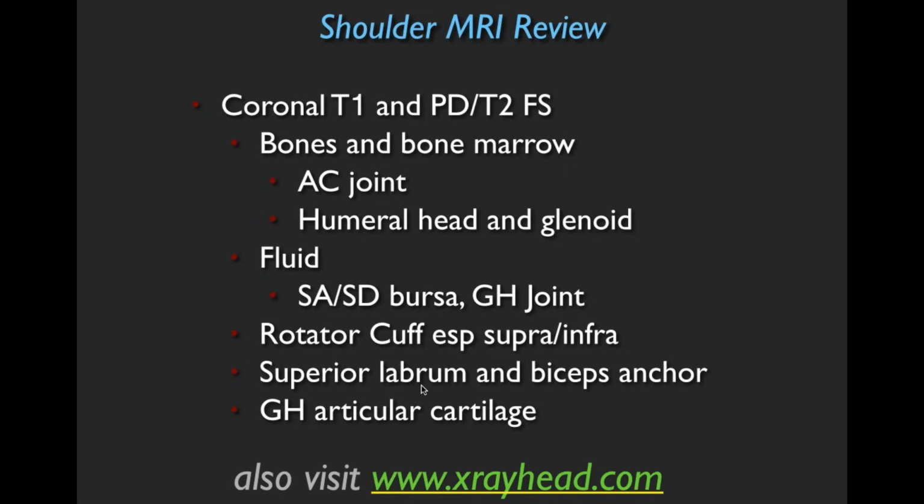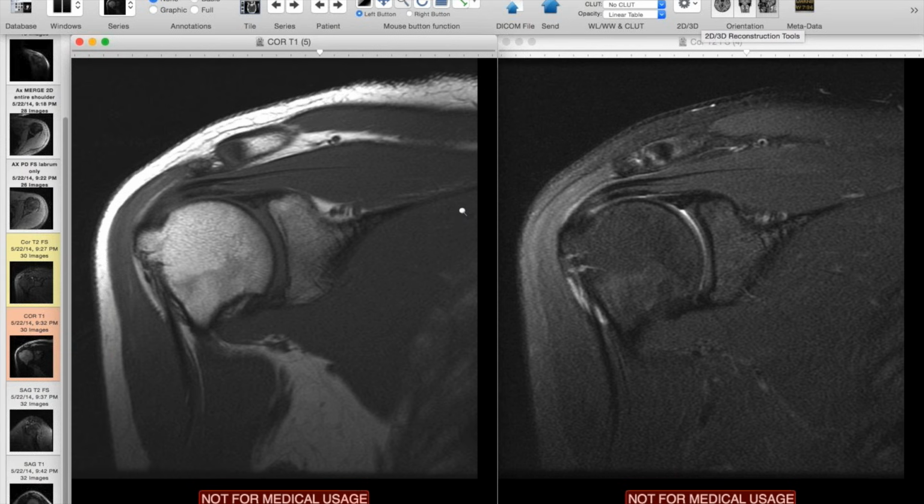It's also a great plane to look at the superior labrum and biceps anchor coming in, to get an idea of what's happening with the labrum and biceps complex, and also take a look at the cartilage. So here I've put up those coronal oblique images, the T1 weighted image on the left and a coronal T2 fat suppressed image on the right.